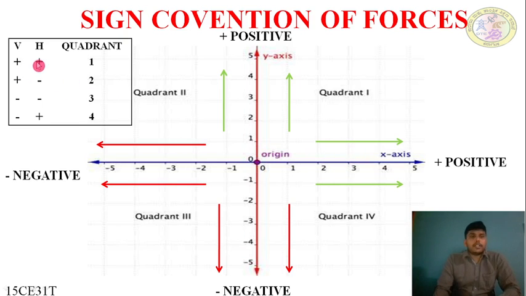Same way, in the first quadrant both are positive. Second quadrant, vertical component positive, horizontal component negative. Third quadrant, both are negative. Fourth quadrant, vertical component negative, horizontal component positive. Let's move on to the next slide. This was done in the previous session also. I will repeat this slide for better understanding in this session.